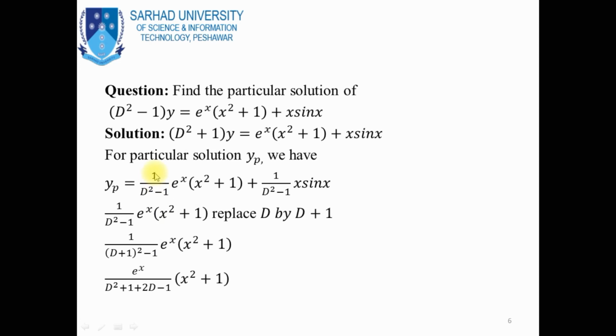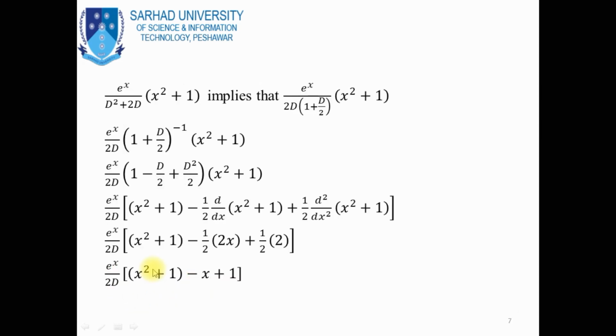To find this part in the particular solution, we use the procedure of the case number 4: 1 over D square plus 1 into e power x into (x square plus 1). So shift, take out e power x and replace D by D plus 1. Now after simplification, we obtain e power x divided by (D square plus 2D plus 2) into (x square plus 1). Now this is the polynomial. So for the polynomial, take out the lowest degree term common. Taking lowest degree term common, 2 into (1 plus D by 2) into the given polynomial.